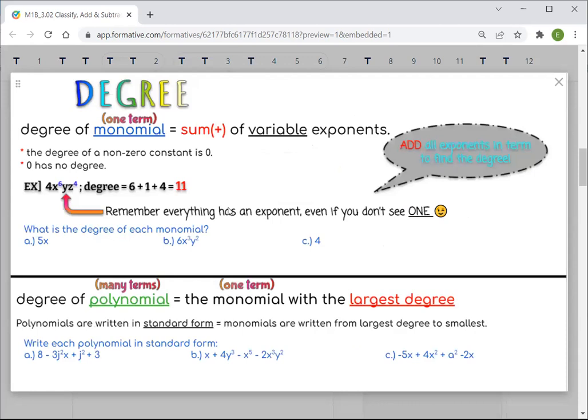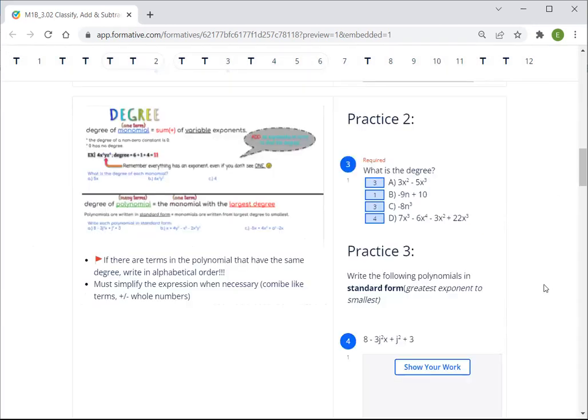Okay, some reminders. Degree of one term is a monomial. Add the exponents. You do not add the exponents to get the degree of the term unless it is a monomial, you add them, but only if you can. Okay, I'll show you an example of that.